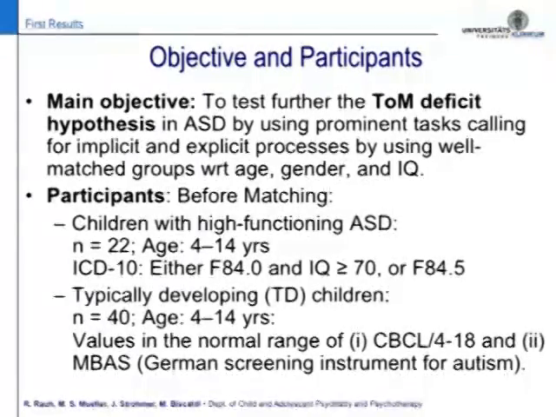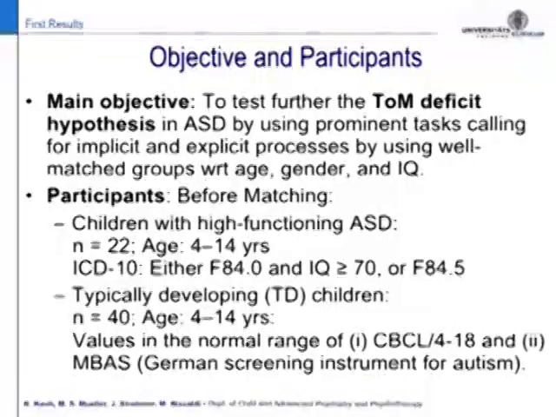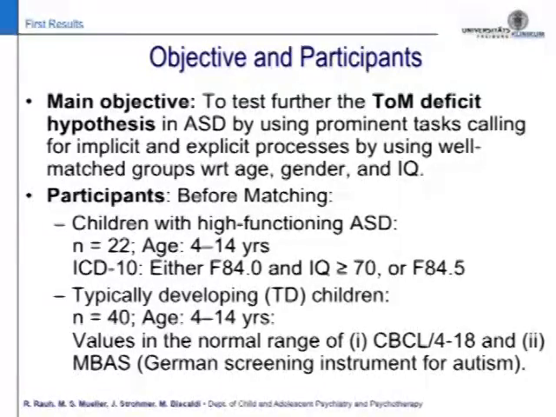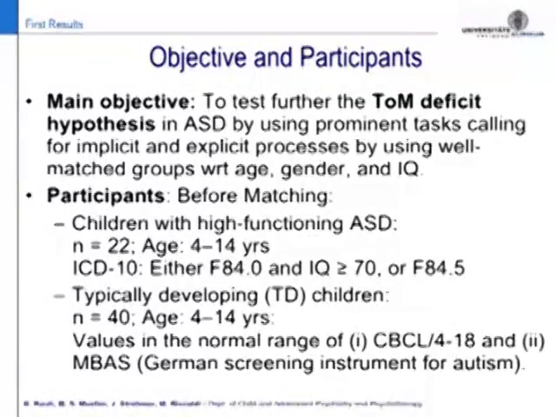Our starting point was that we were very impressed by the huge effects that were found in further tests on the theory of mind that were published initially. So our main objective was to test further the theory of mind deficit hypothesis in ASD by using these prominent tasks, calling for implicit and explicit processes, and we were wondering whether we could replicate these huge effects that were published in the beginning.